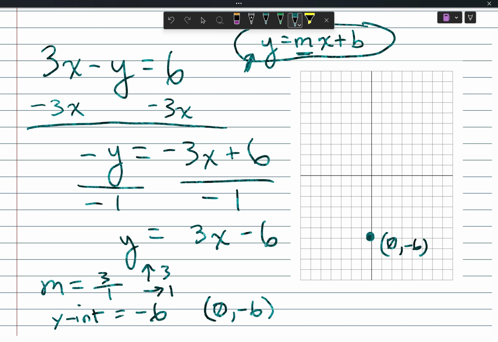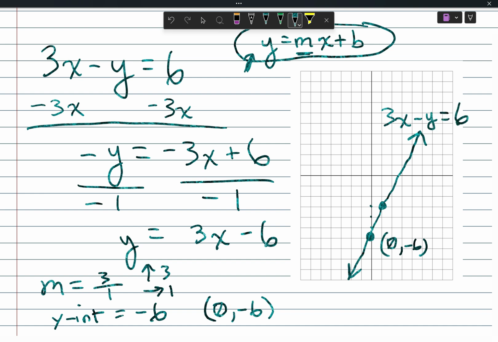Positive is up. Negative numerator would be go down. For the denominator, positive is to the right. A negative denominator would mean go to the left. So we're going to go up 3 and over 1. So from the y-intercept, not starting over, you go 1, 2, 3, and then over to the right 1 and make your dot. All right, and then just connect the dots. Make sure you draw arrows on them because the line is going on forever and ever in both directions. So this is the graph of the line 3x minus y equals 6.